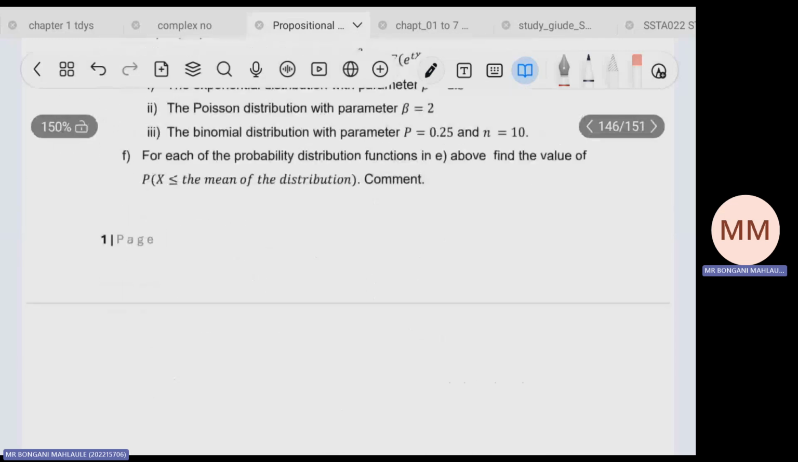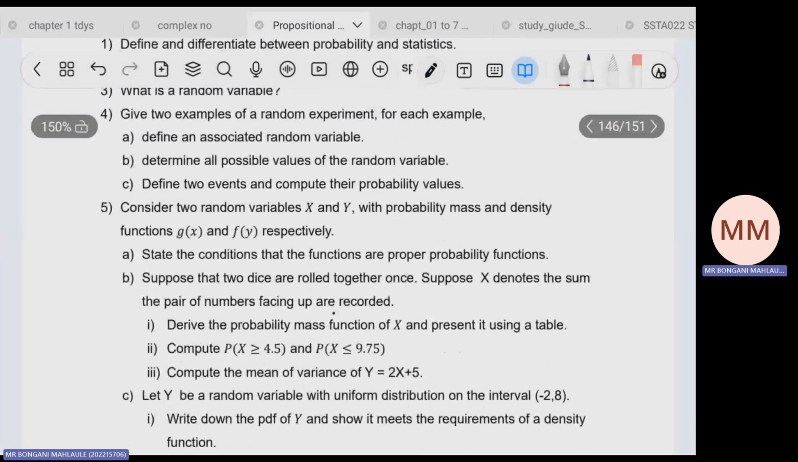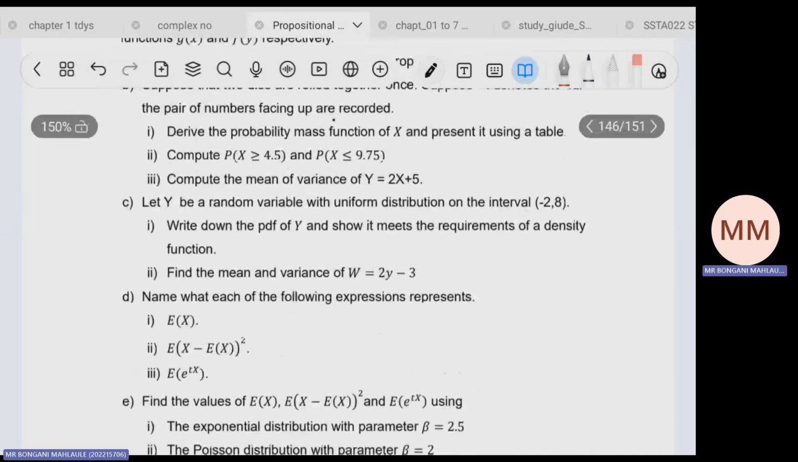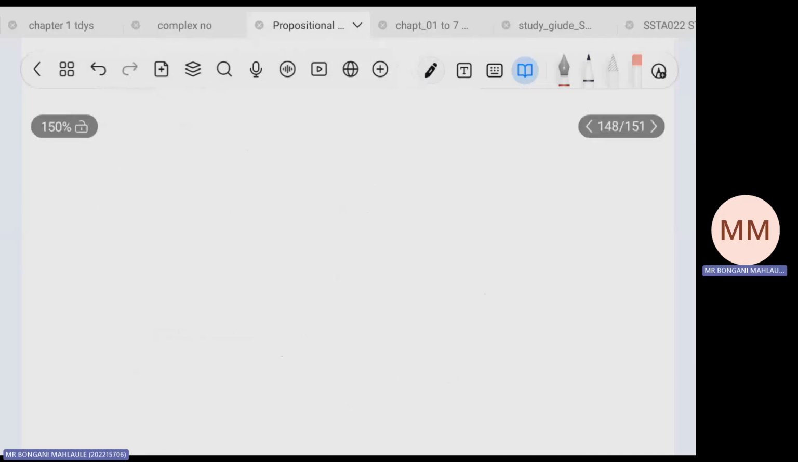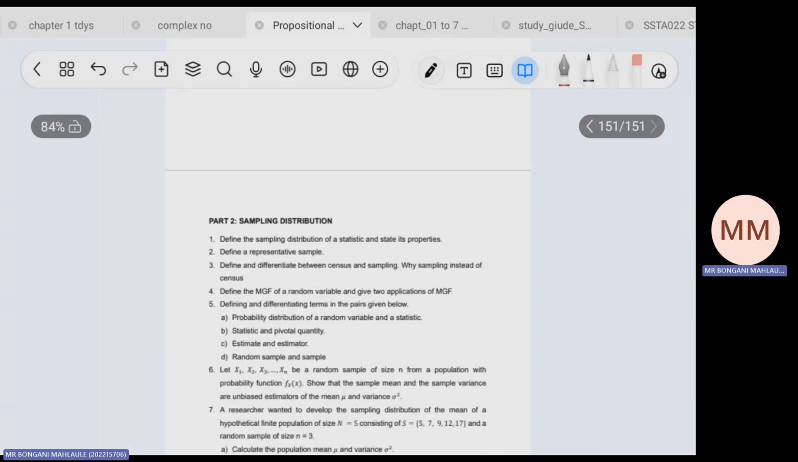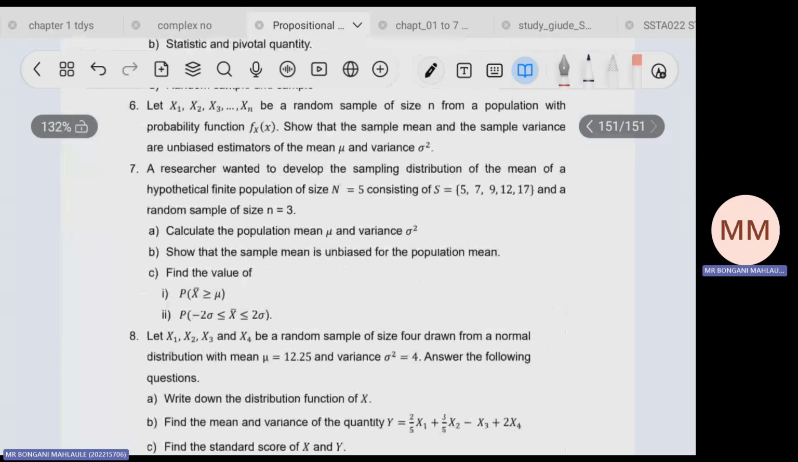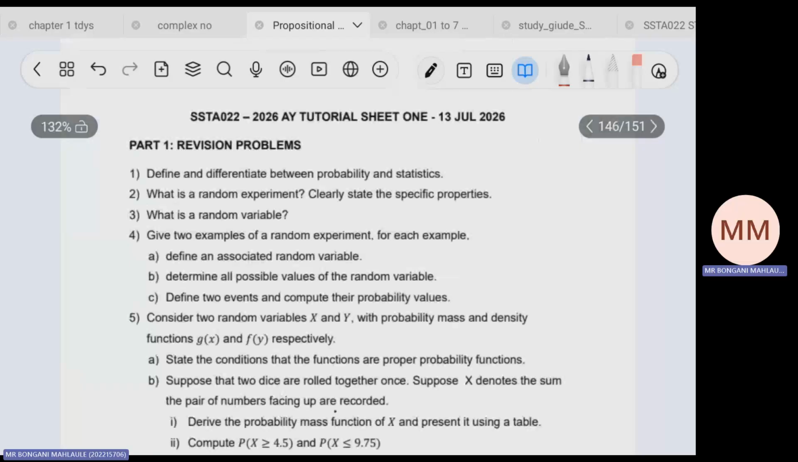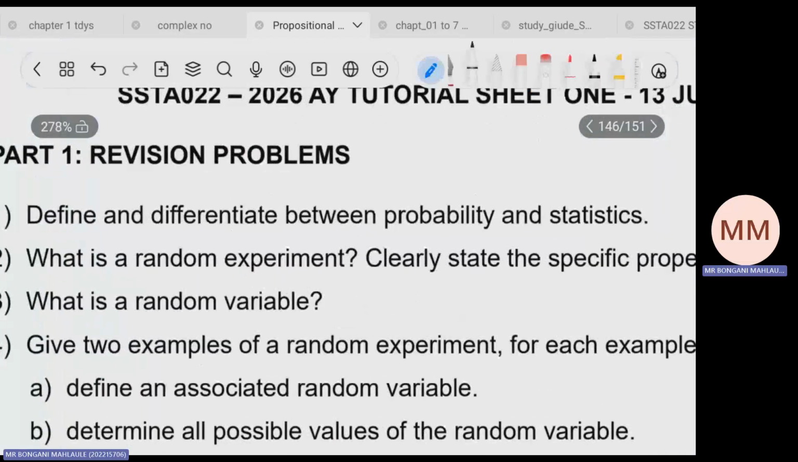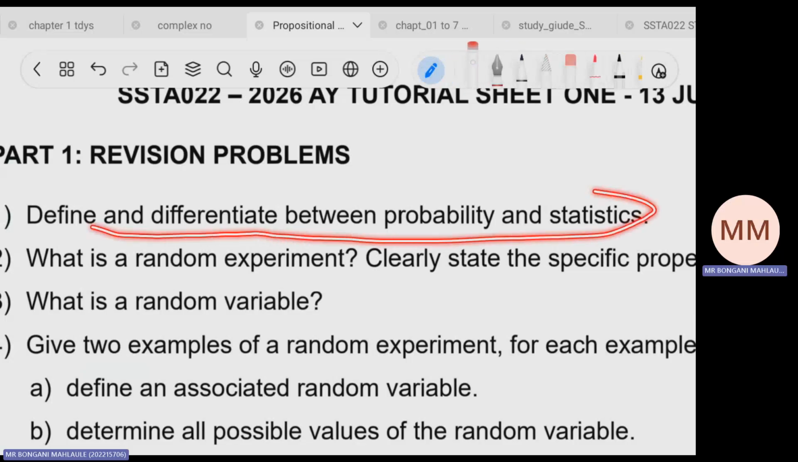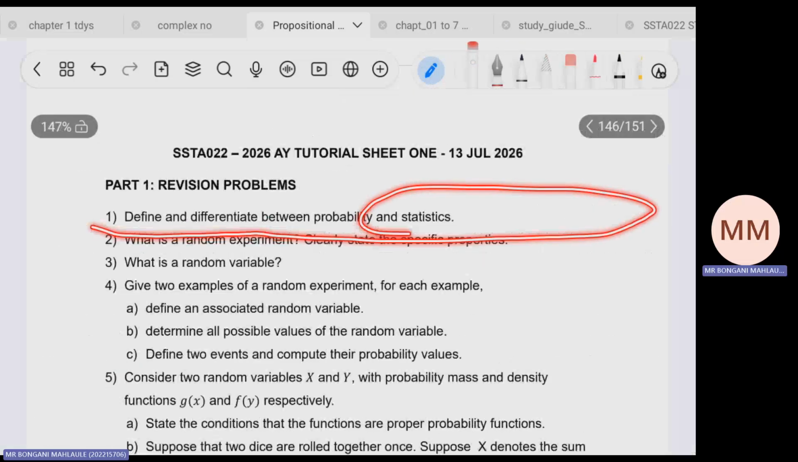So we're going to first look at tutorial number 1, then we'll do number 1 and also number 2, which is this part. So let's start with this one. Here we will say, define and differentiate between probability and statistics.